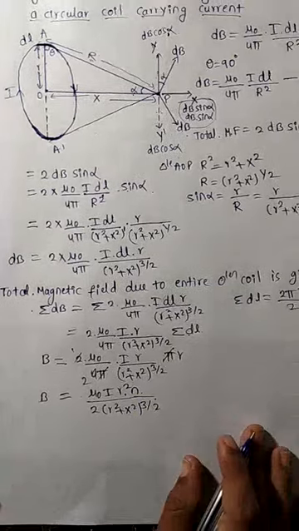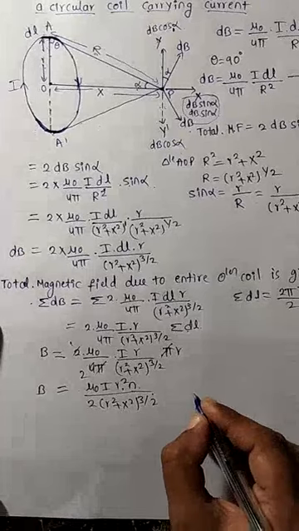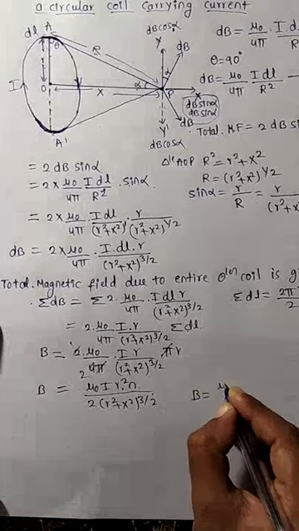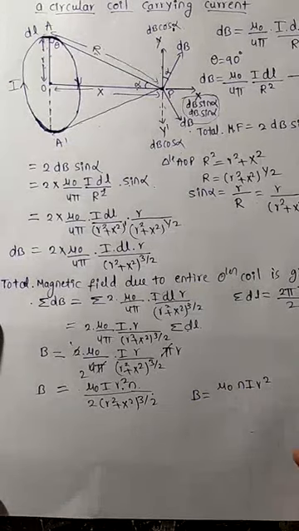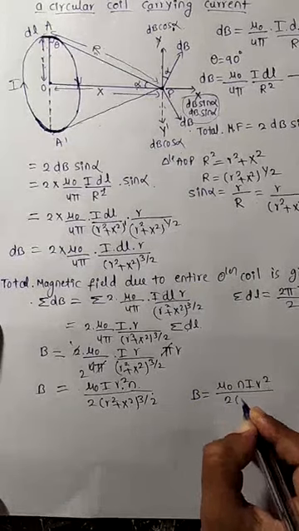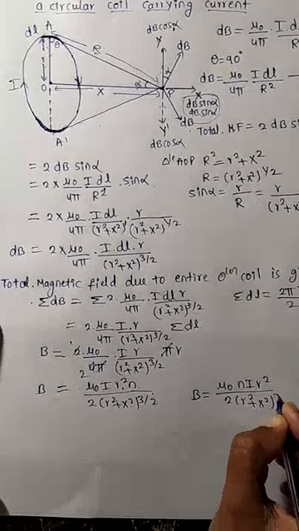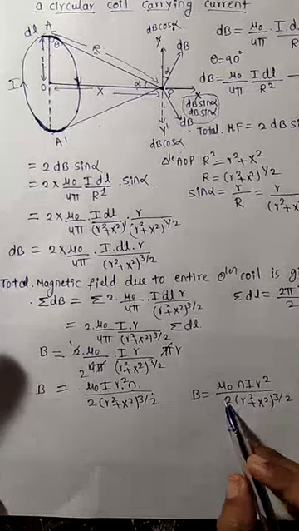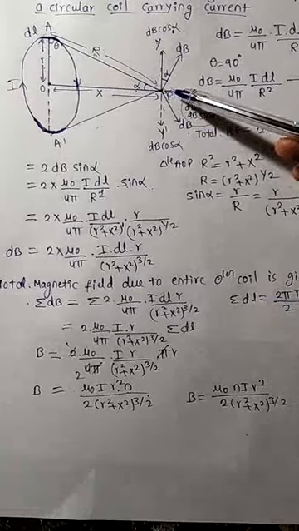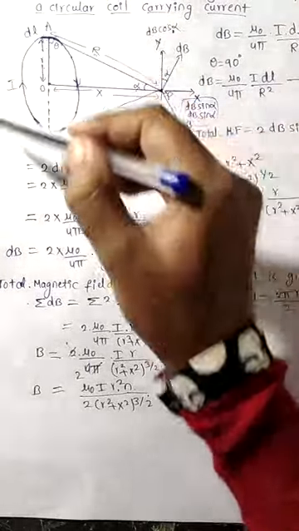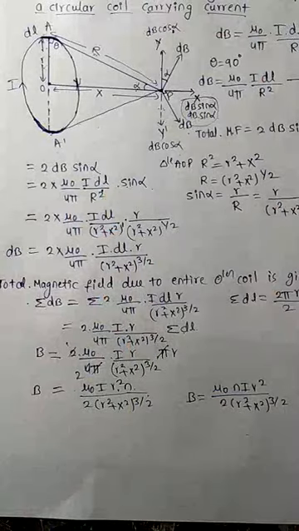Now I will write the total magnetic field, that is B is equal to mu naught, just rearranging the terms, mu naught N I r square divided by 2 r square plus x square raised to 3 by 2. So this much magnetic field will be produced at a point P due to this entire circular coil.